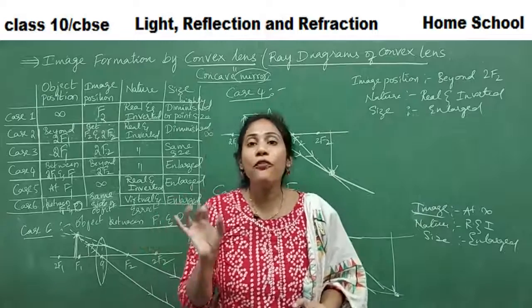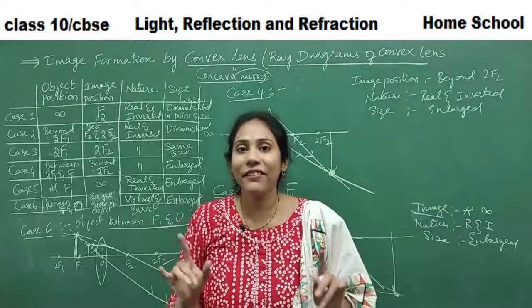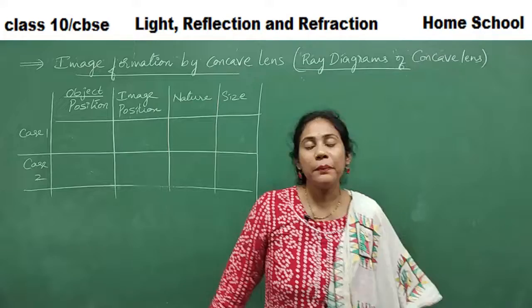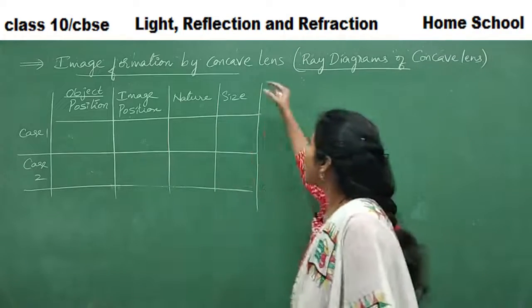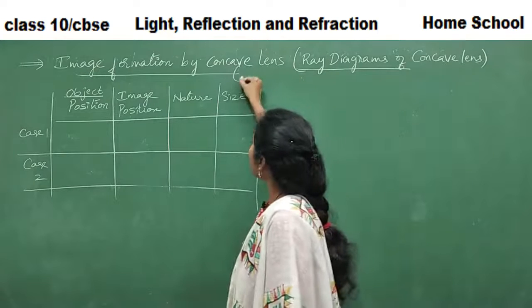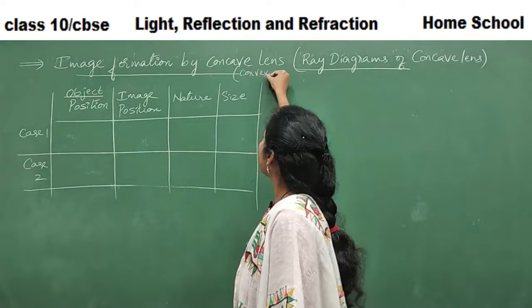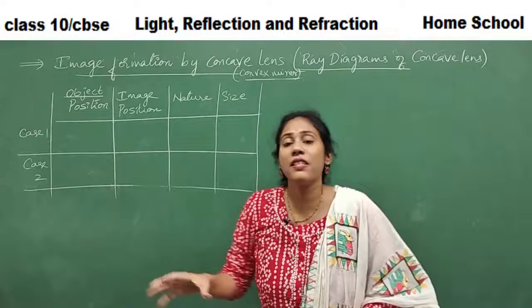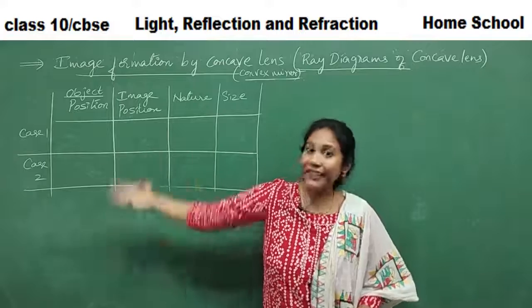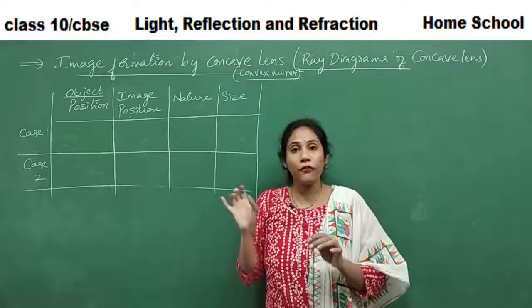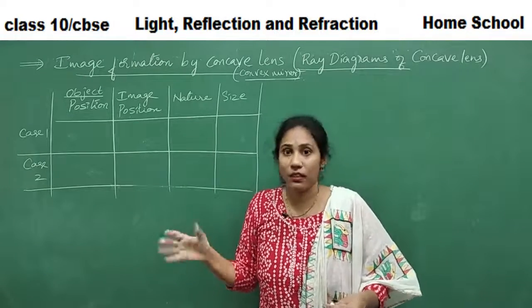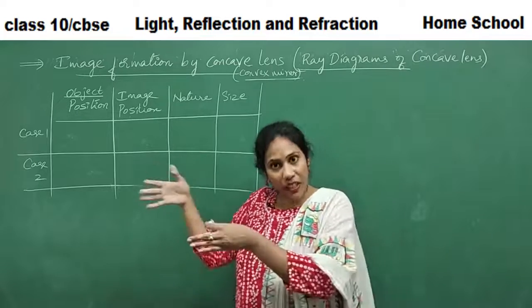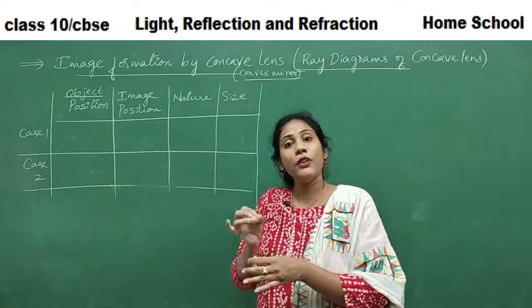Now let us go for the ray diagrams of concave lens. Only 2 cases are possible here. Let us discuss the 2 cases. Coming to the ray diagrams of a concave lens, it is almost similar to convex mirror, guys. Convex mirror, do you remember? Only 2 cases were possible. One was when you keep the object at infinity, you got image at focus. It was a virtual and erect image. And second case was when you keep the object near to the mirror, where did you get your image?